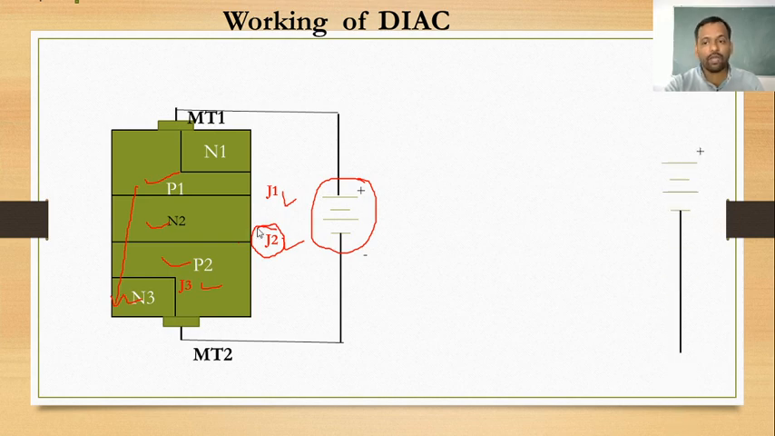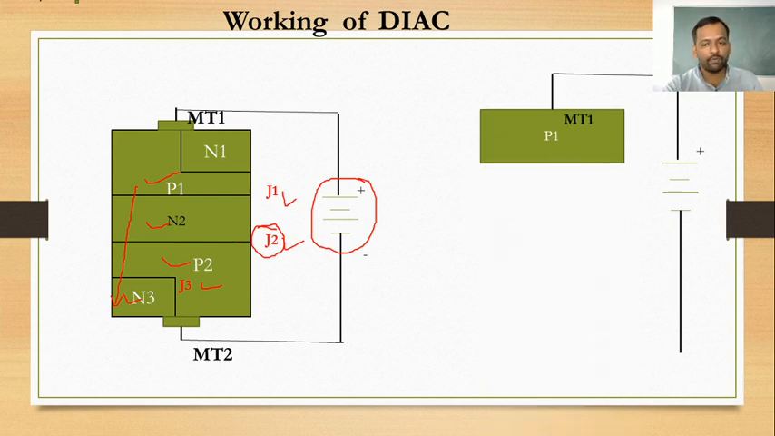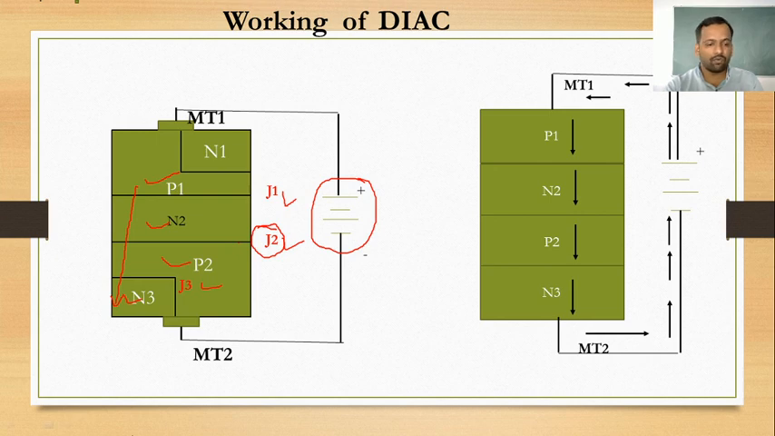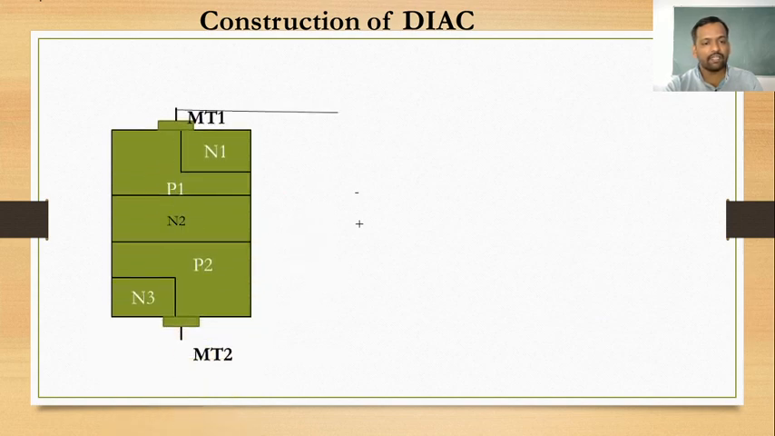If we have to draw a diagram for the working, we can draw it like this: plus is directly connected to the P1 layer, then N2, P2, N3 and MT2 is negative. Then current will flow from the positive terminal MT1 through P1, N2, P2, N3, MT2 and to the negative terminal. That is, current will flow in the direction from MT1 to MT2. This happens when MT1 is positive, MT2 is negative, and we give a sufficient amount of voltage. Which voltage? That is the forward breakover voltage. Understand?